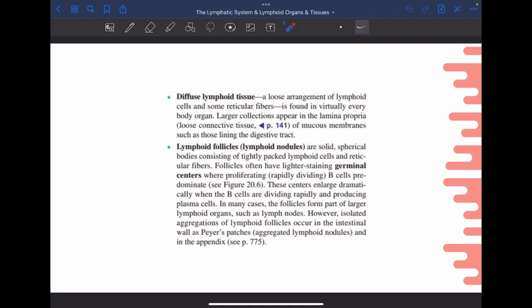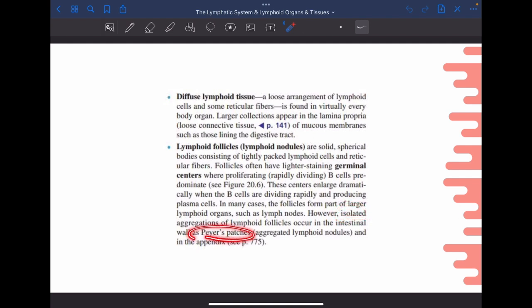Sometimes these lymphoid follicles can be found as part of a larger organ, like in the case of the lymph node, which we'll discuss next. So they're not alone, they're not present isolated, they are present as part of a larger organ, or they can actually be present as an isolated aggregation of lymphoid follicles.